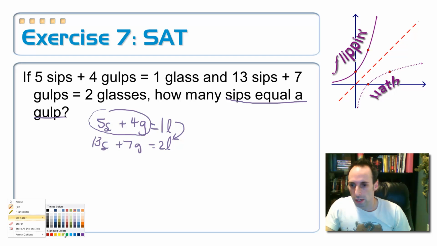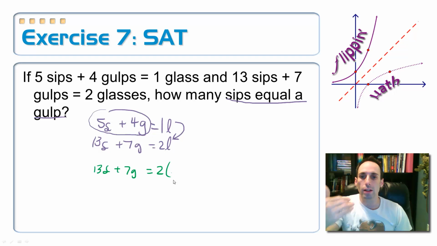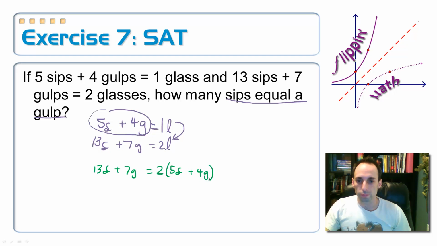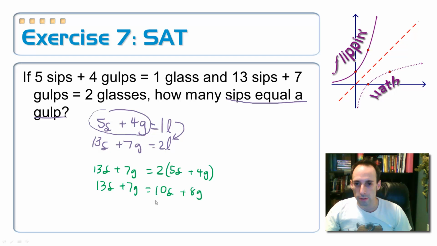Okay, this takes green. So I'm going to take 13 sips plus 7 gulps and make it equal to 2 times, I'm going to take the L out and put in 5 sips plus 4 gulps. Okay, and now let's just work this out and see how many sips equal a gulp. So I've got 13 sips plus 7 gulps equal, distribute here, 10 sips plus 8 gulps.